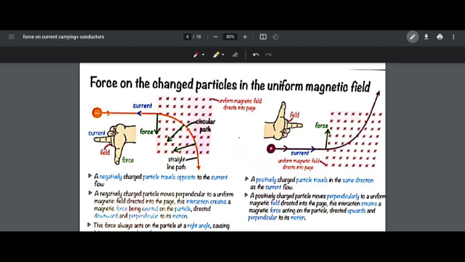Okay, so this is the force. The cross is into the page and the dot is out of the page. So this is a current that is coming, and the cross means this is a uniform magnetic field. On this page they are static, they do not move, and they have no arrows. Okay, it is a uniform magnetic field.